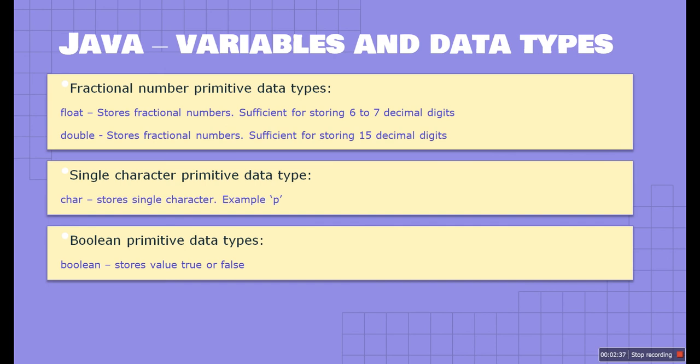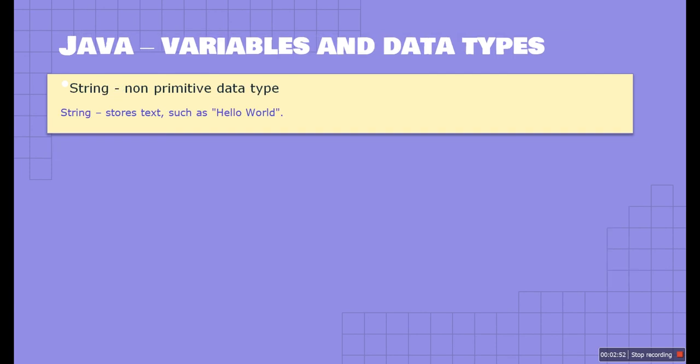Next one is the char data type. This type of variable stores just a single character. Next one is the boolean, which stores true or false as the value. Next we have an example of a non-primitive data type. String is a very commonly used data type, but it is not a primitive. String contains text such as hello world. Okay, now let's go to our program and use these data types.